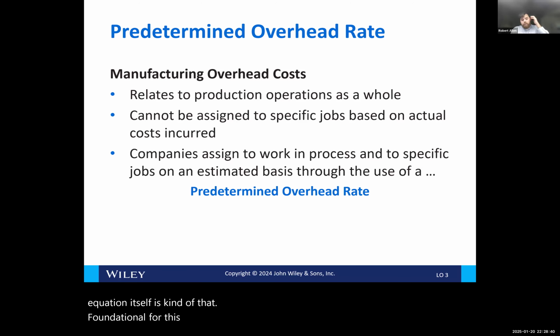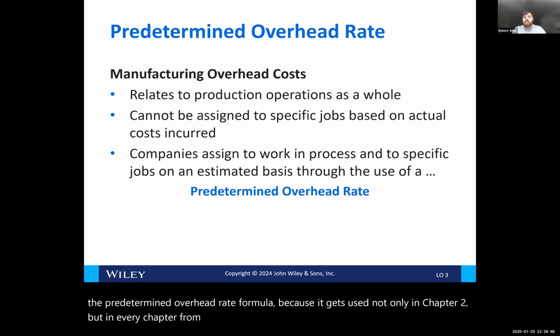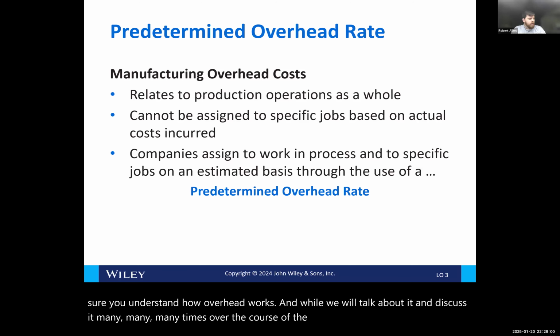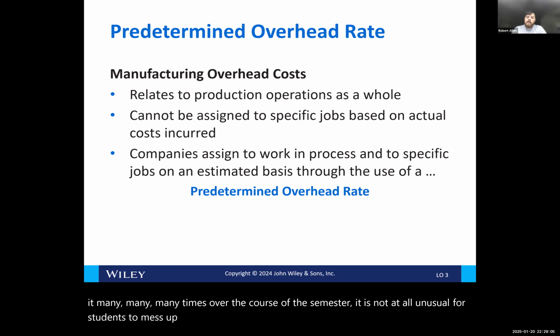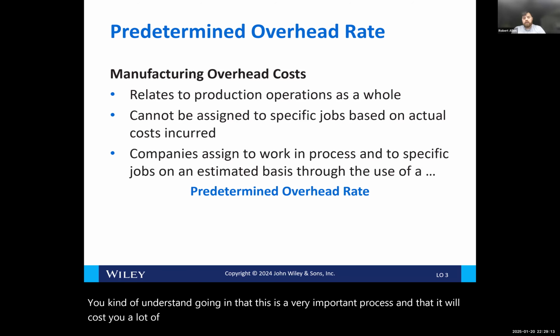The second most important formula in this class is likely the predetermined overhead rate formula, because it gets used not only in chapter 2, but in every chapter from here to the end of the text. And so you really want to make sure you understand how overhead works. And while we will talk about it and discuss it many, many times over the course of the semester, it is not at all unusual for students to mess up this computation that we're about to discuss. And so I want to make sure you understand going in that this is a very important process and that it will cost you a lot of points throughout the semester if you don't get it now. So really focus in here for the next minute or two on what we're about to talk about.